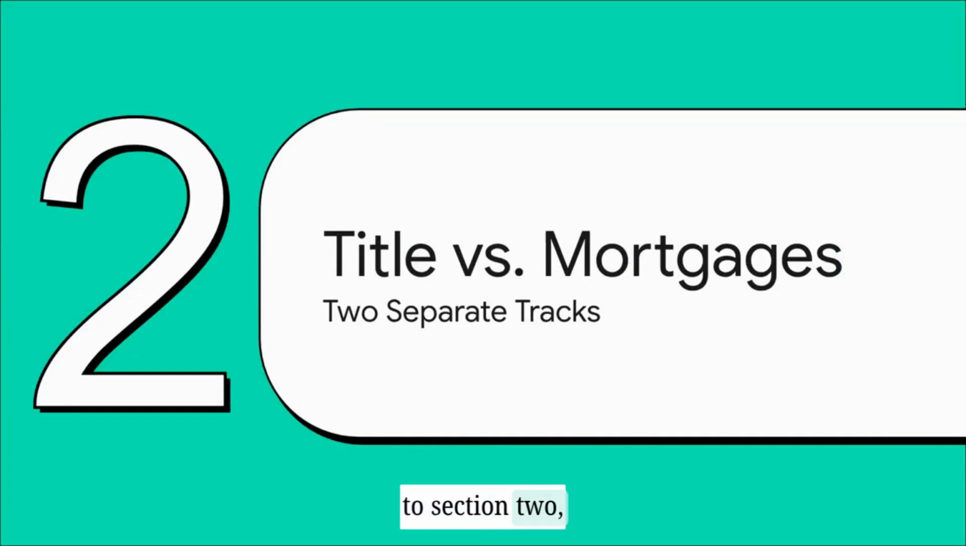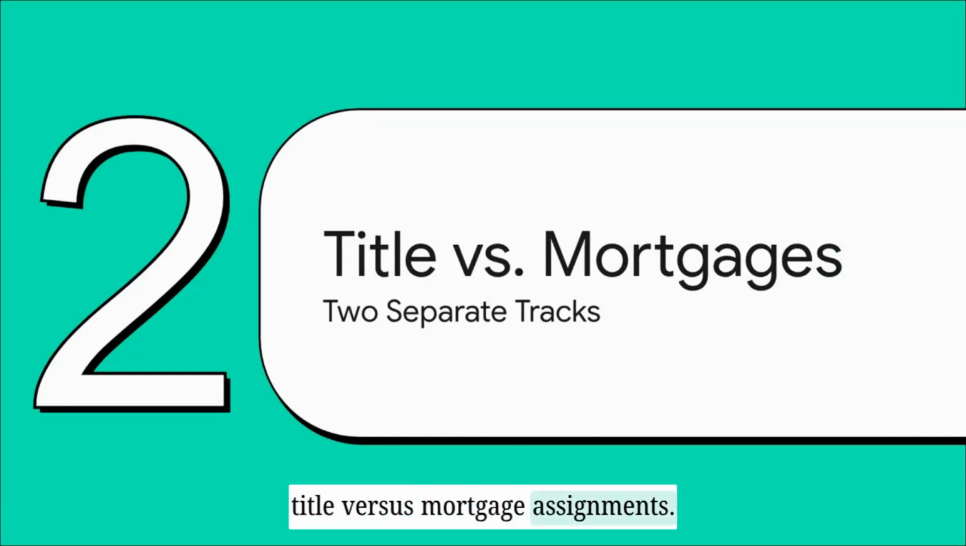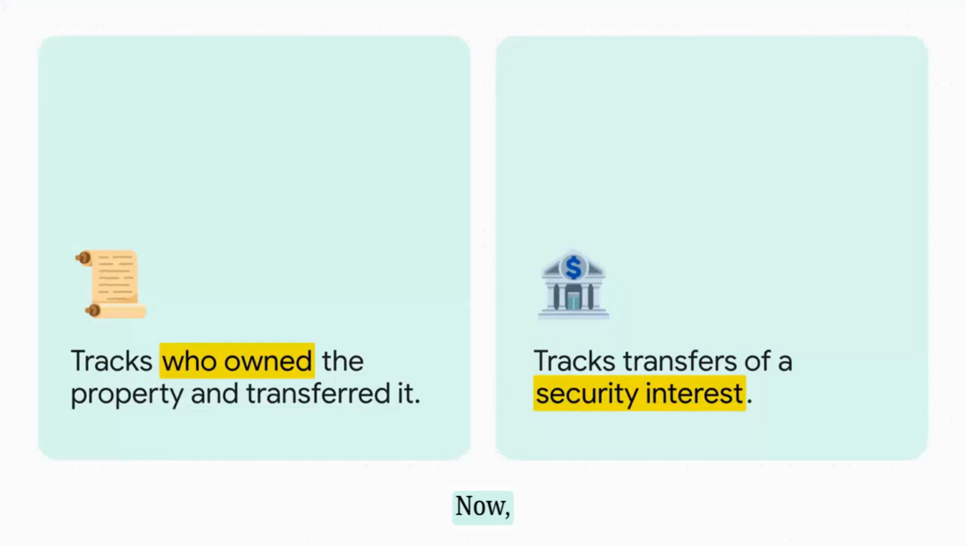Moving right along to Section 2, title versus mortgage assignments. We've got to clear up a major area of confusion before we go any further. Now, what's really interesting about this is the complete split between the two tracks. Novice investigators mess this up all the time, so you have to keep these strictly separate. The ownership track, that's your chain of title. It tracks deeds. It basically asks who owned the property and who transferred it. But on the other side, you have the security track, or the chain of mortgage assignments. This tracks the transfer of a security interest or enforcement rights.